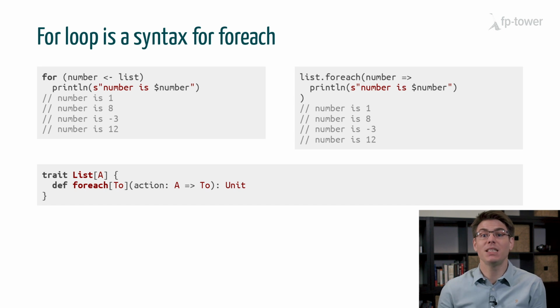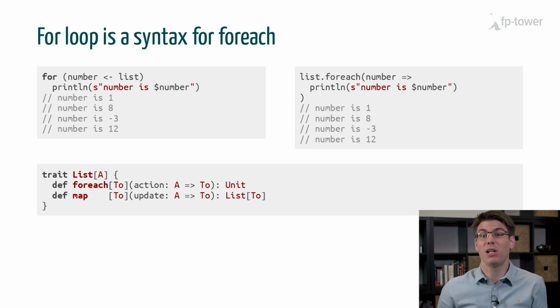And at the bottom, we can see the signature of foreach for list. It's a parametric method that takes a function from A, the element type of the list, to U, a parametric type that's completely unconstrained, meaning that we can choose whatever we want. And foreach returns Unit, which is equivalent to void in other programming languages. This means that the result type of this method is kind of useless. We only use foreach for its effect, such as updating a variable or sending an email. So in a sense, foreach is very similar to map, except that we don't get an updated list at the end.